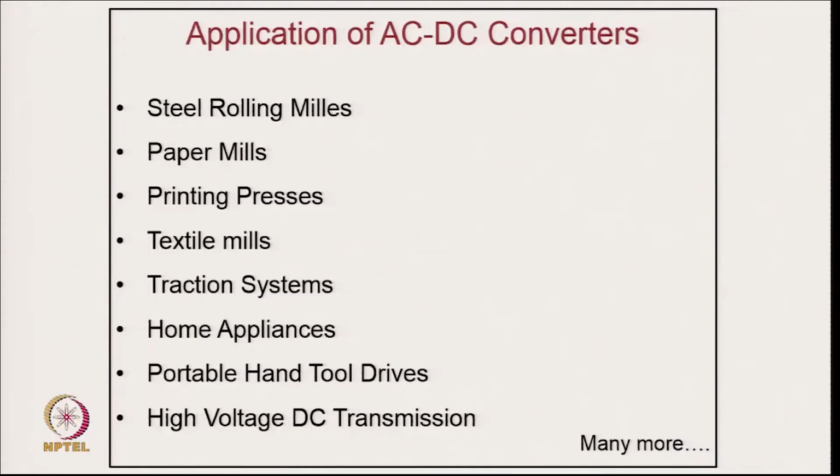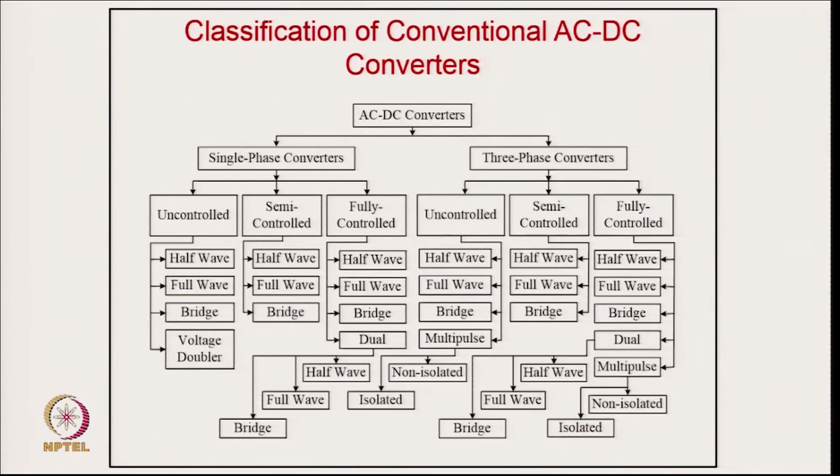So, these are some of the applications where all these equipments are used, like a steel rolling mill, variable frequency drive, paper mills, printing presses, textile mill, traction system, home appliances, portable hand tools, and of course, HVDC where we use AC to DC conversion and then further DC to AC conversion, and many more such examples. So, there are plenty of examples of AC DC converters which we use.